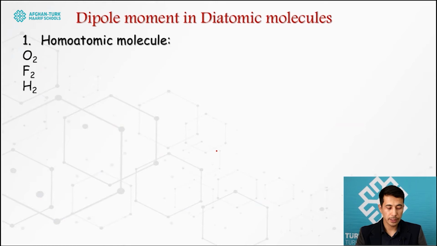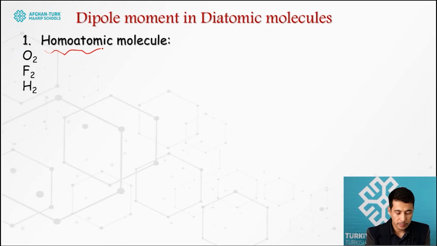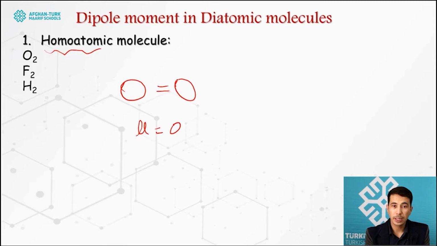Let's have a look at some examples. First of all, we are going to study the dipole moment in diatomic molecules. The homoatomic diatomic molecules. Okay, we have oxygen and oxygen. Let me show the shape of this molecule. Oxygen double bond oxygen. We know that the electronegativity difference between them is 0. So in this case, mu will be equal to 0. So there is no dipole moment. It is not a polar molecule. It is a non-polar molecule.